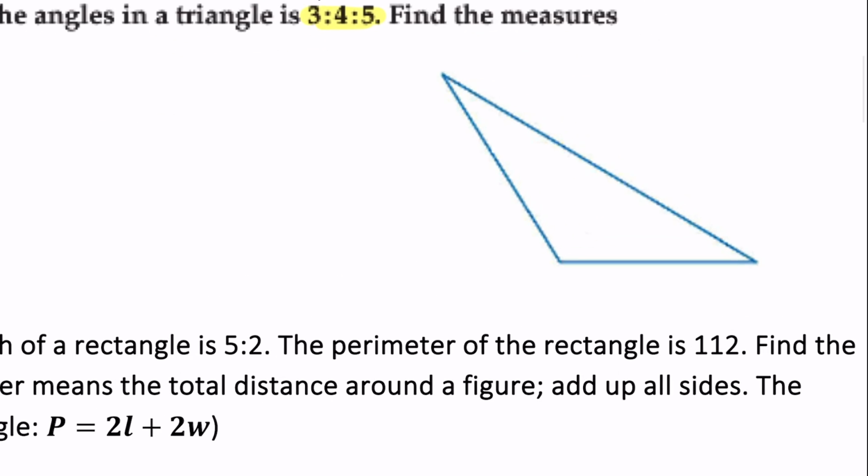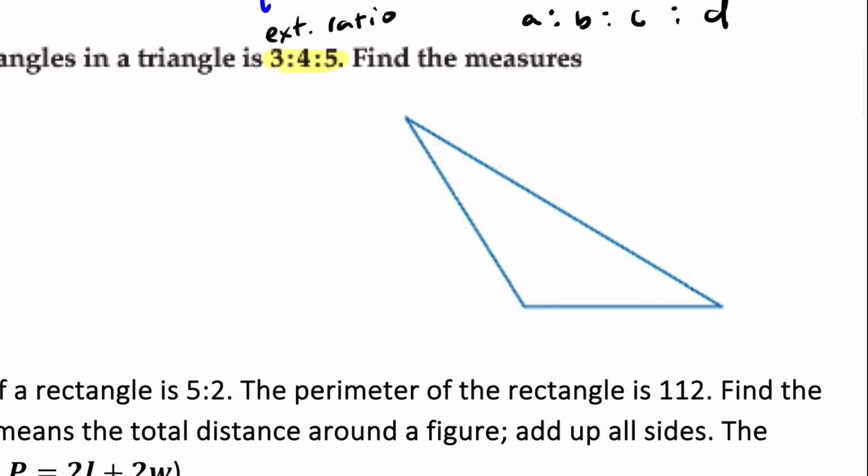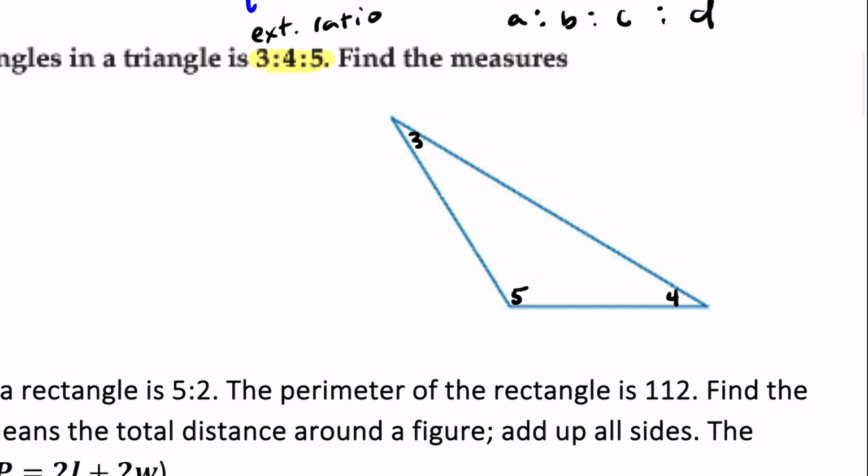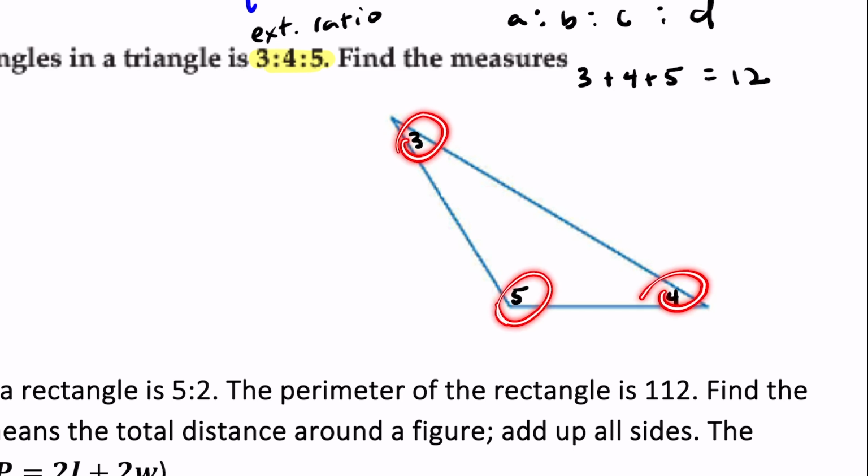Now, this 3 to 4 to 5, I can go ahead and put that on the triangle here. This is going to be 3, this is going to be 4, and this is going to be 5. But the problem here is if I added all these numbers, 3 plus 4 plus 5, that's going to be 12. But remember that the sum of the interior angles of a triangle is 180 degrees. This is not 180, so something is going wrong.